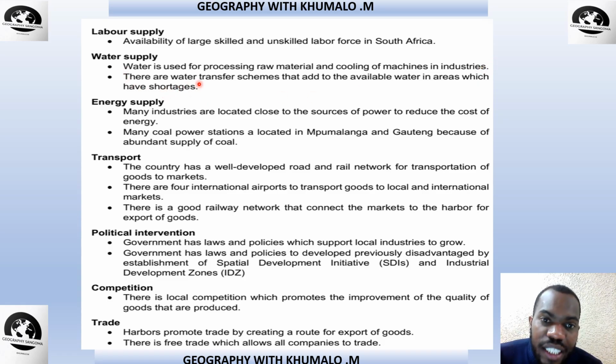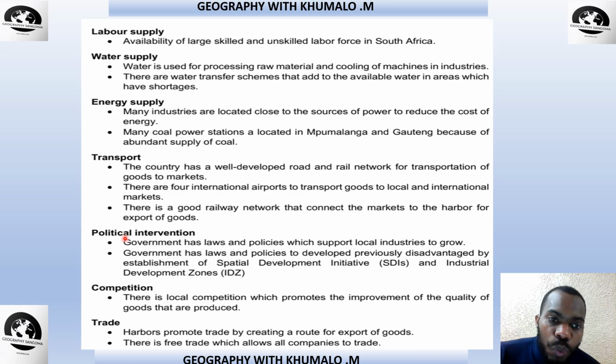There are water transfer schemes that add to the availability of water, such as the Tugela-Vaal water scheme, where we get water from Lesotho. The energy supply, many industries are located close to the source of power to reduce cost of energy. And many coal power stations are located in Mpumalanga and Gauteng because of their abundant supply of coal.